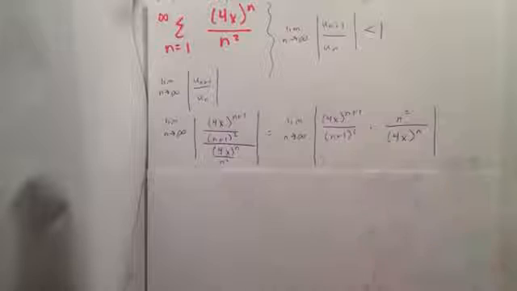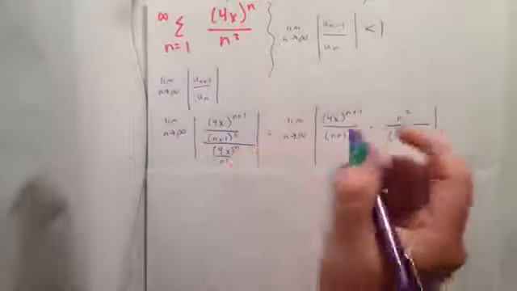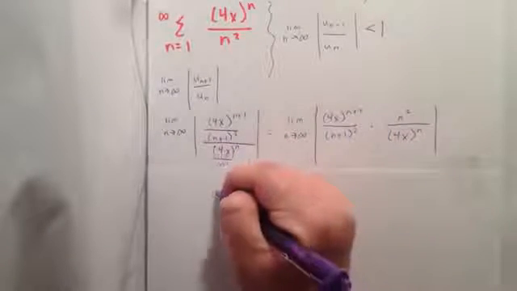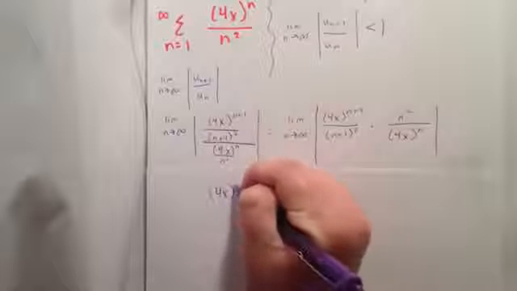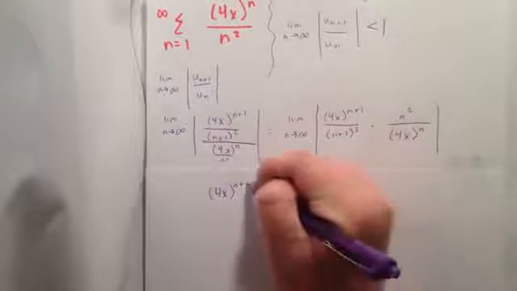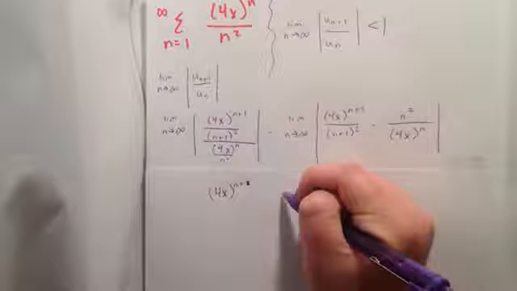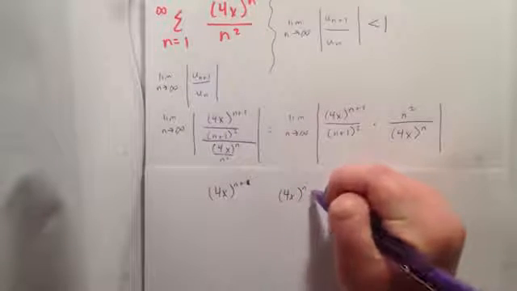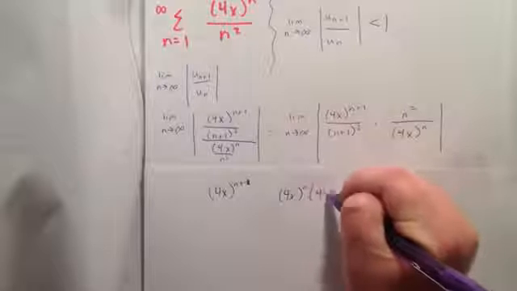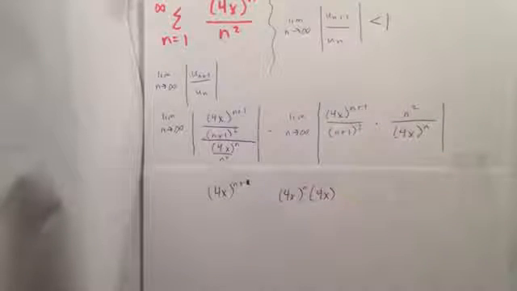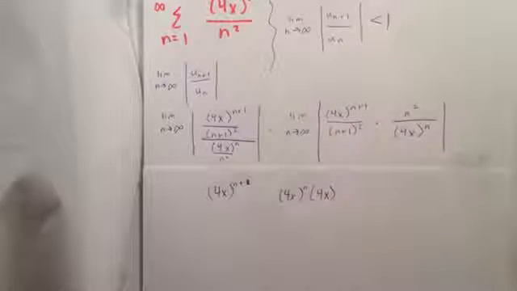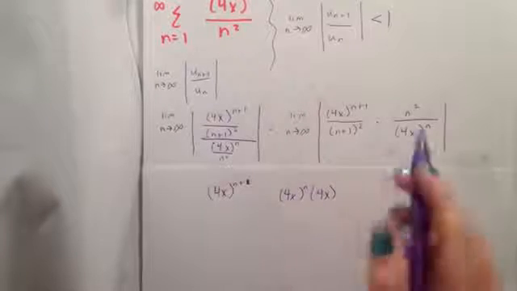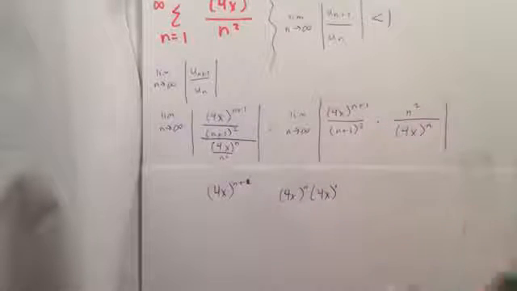Okay, so 4x to the n plus 1 can also be written as 4x to the nth power times 4x. Because when you multiply bases that are the same, you just add the exponents, n plus 1. Alright.